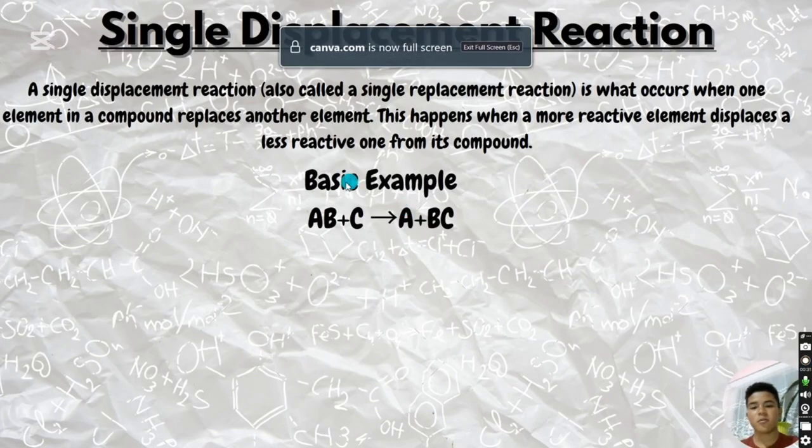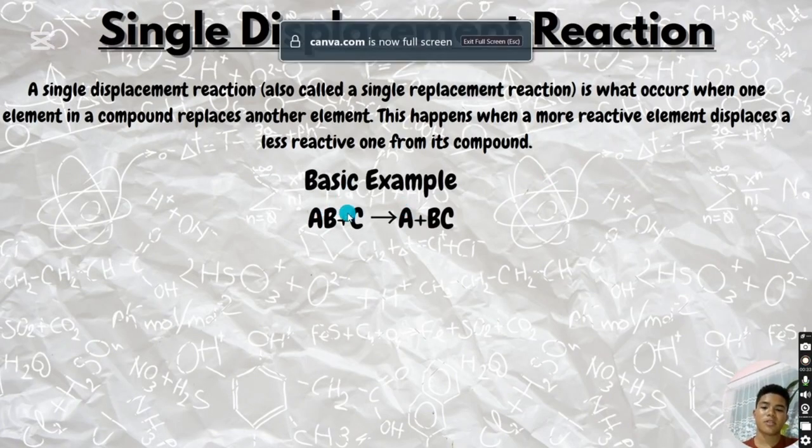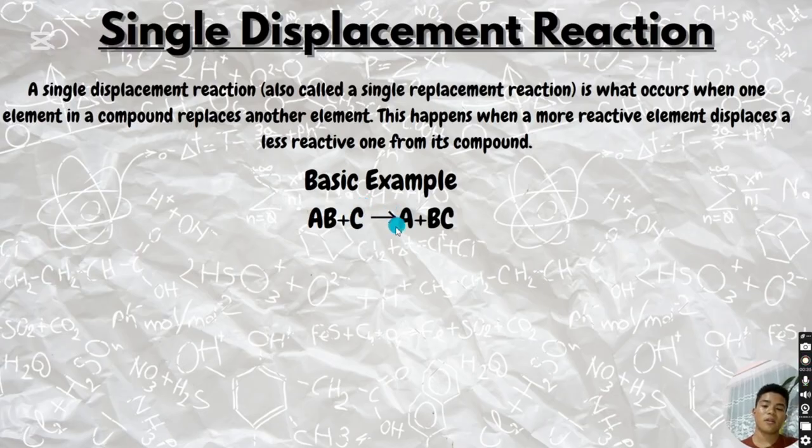So moving into it, we have AB plus C will react to give us A plus BC. So as you can see, no pun intended, C replaced A. It displaced A. So this is a single displacement reaction because only one element was displaced in the entire reaction. This is the basis of single displacement reactions.